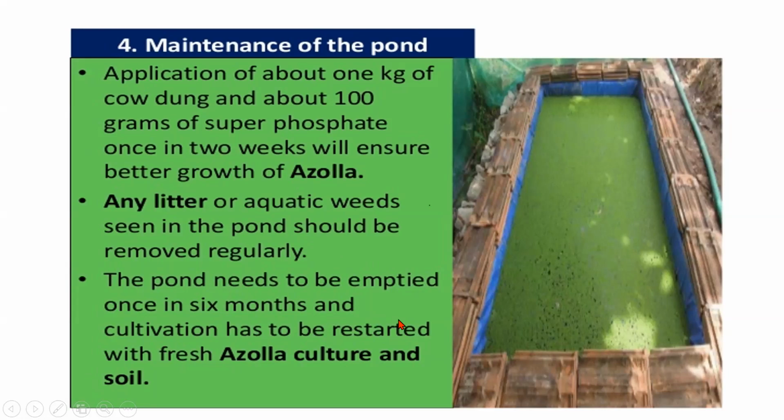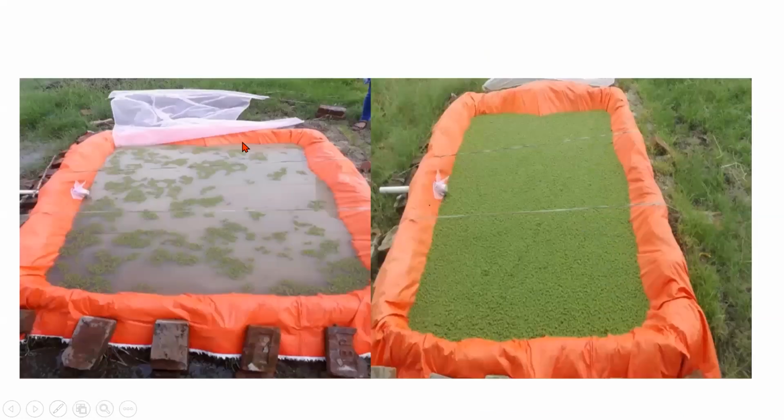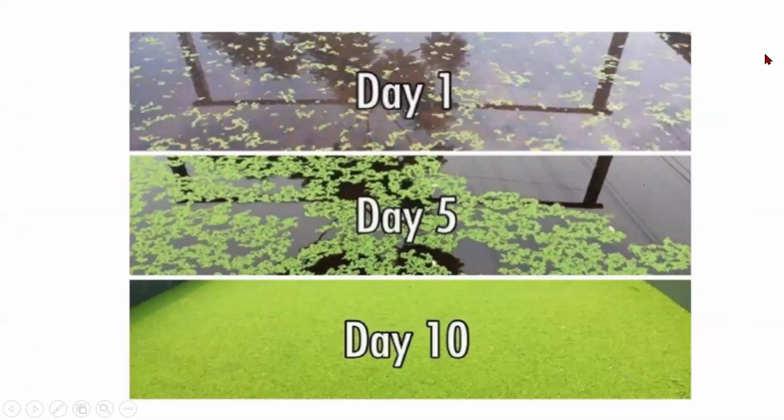Okay, and once in 6 months you have to remove this water, add fresh water and start a fresh culture. Otherwise, the water becomes very dirty and used up. So once in 6 months you have to empty the pond, fill it with fresh water and again start the cultivation. As the azolla is added, after a month you can see it is full of azolla. Day 1 looks like this, day 5 looks like this, day 10 looks like this. This is just to show you a comparative picture of the growth of azolla.